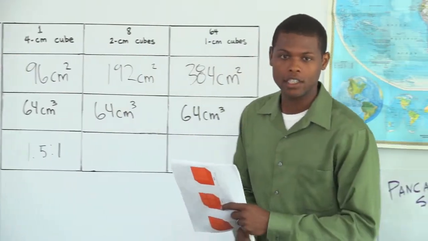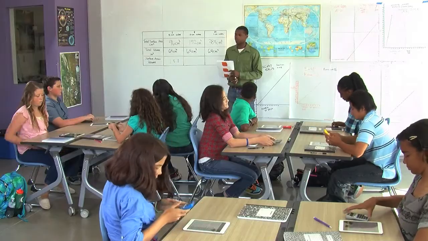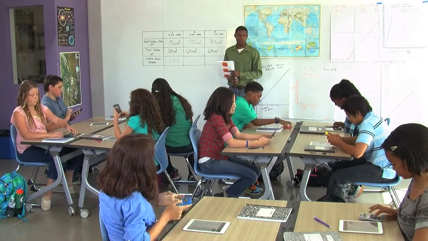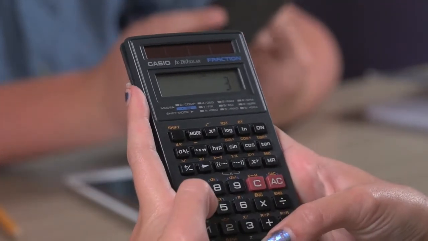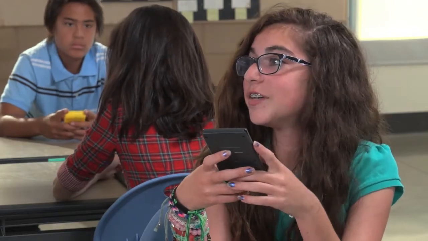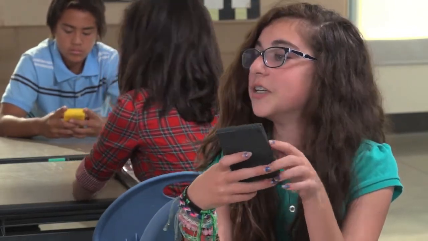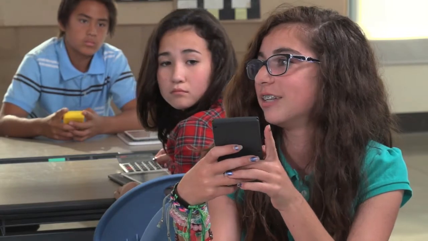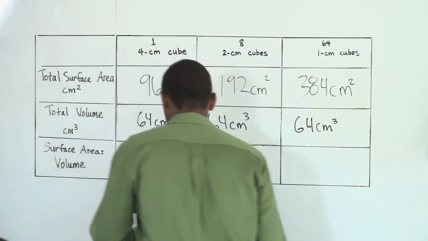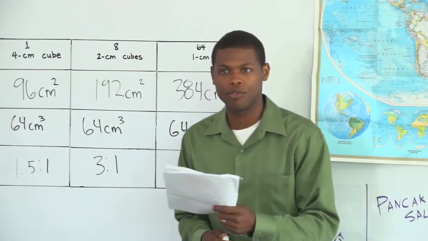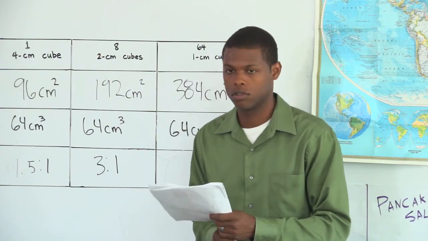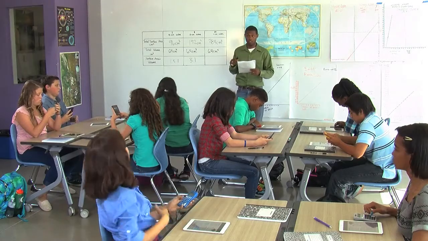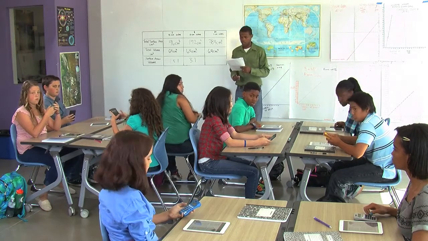Now what about the 8 2-centimeter cubes? You take 192 and you divide it by 64, and then you get 3, so the ratio is 3 to 1. What about the 64 1-centimeter cubes? Damaris? Well, 384 divided by 64 is 6, so the ratio is 6 to 1.